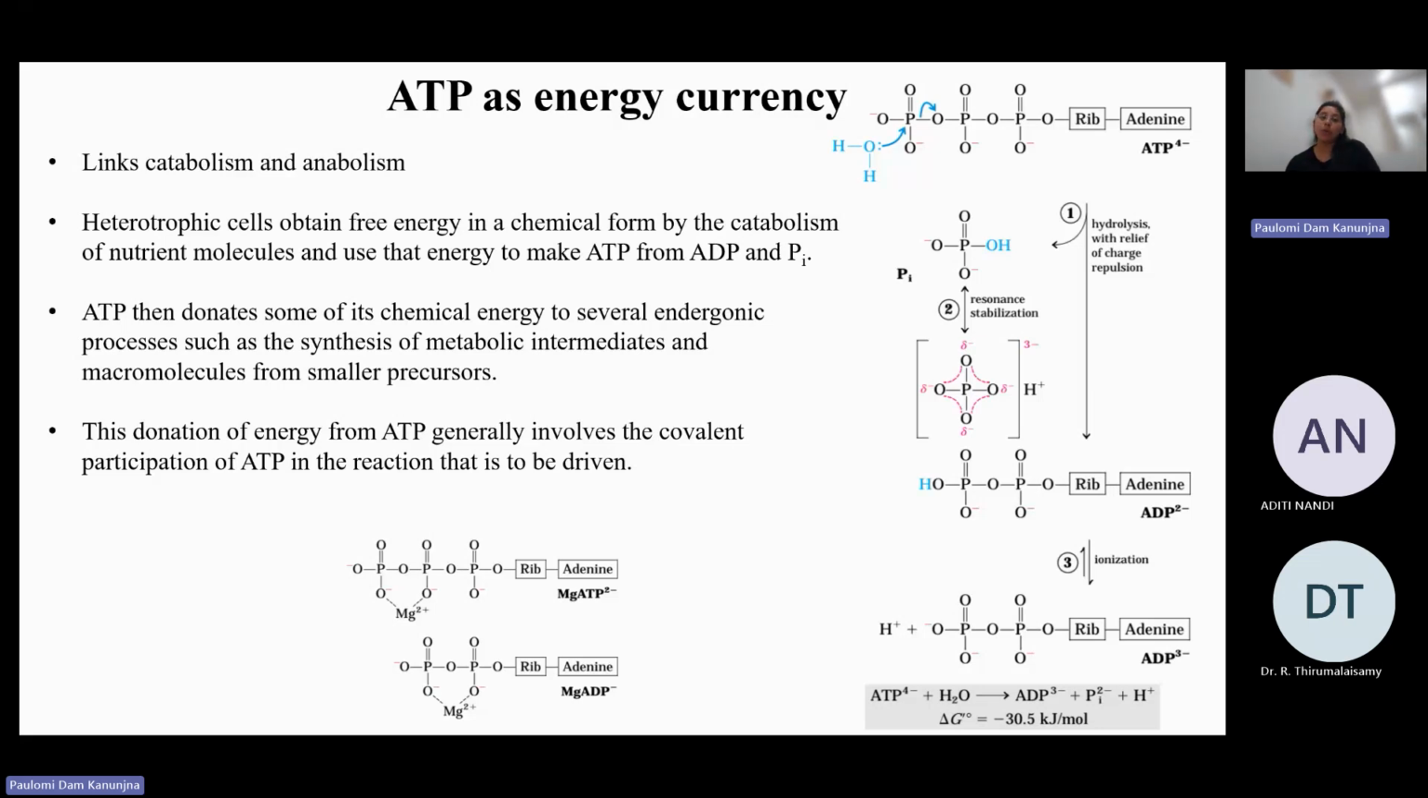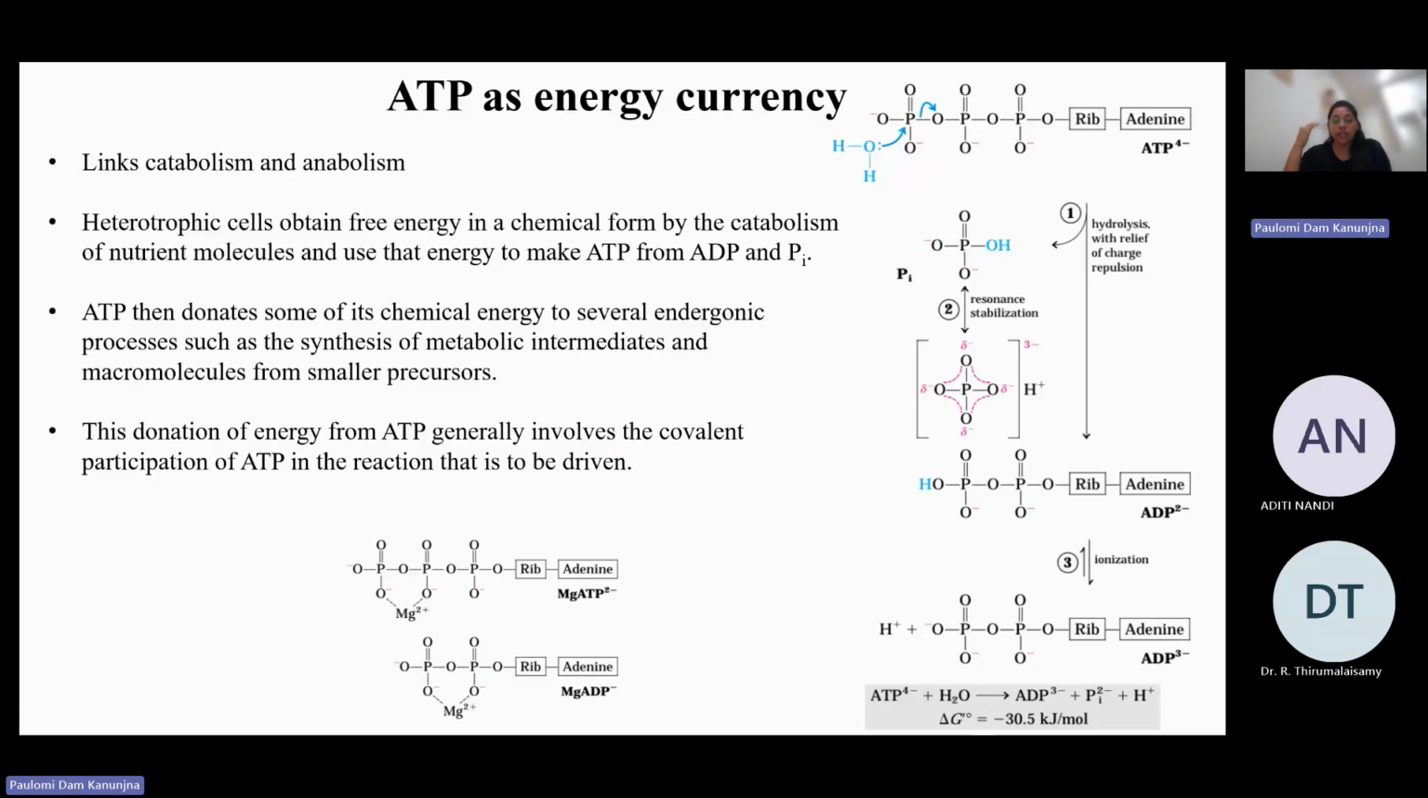Now, what does ATP help do? ATP donates the chemical energy that it has to several endergonic processes, such as synthesis of metabolic intermediates or macromolecules. ATP has energy stored, so it gives its chemical energy to whichever endergonic processes require energy. So ATP gives that energy, the energy currency is being used, and that reaction goes forward. ATP is hydrolyzed to give ADP, right? This donation of ATP generally involves a covalent participation in the reaction that is to be driven.